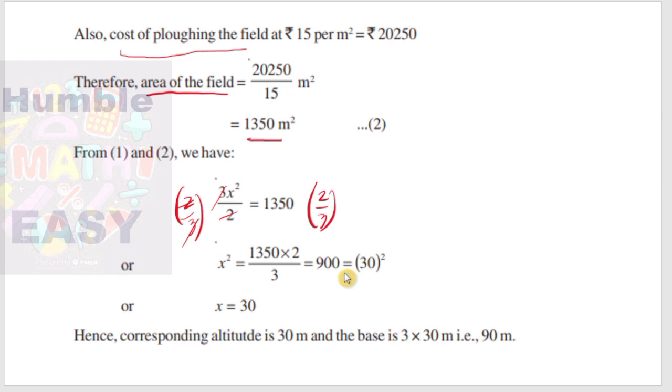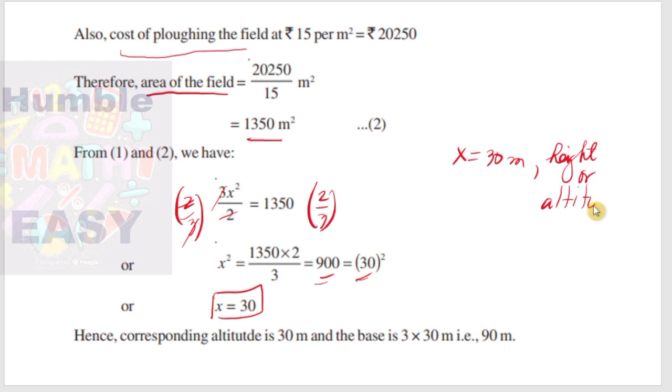As far as we know, 900 is the square of 30, so therefore the value of x now is 30. So this x, which is 30 meters, is our height, or the altitude. And 3x is equal to 3 times 30, and we have 90 meters for the base.